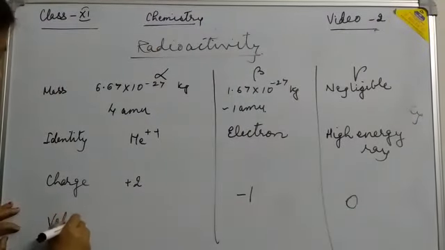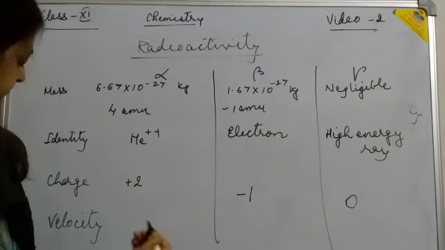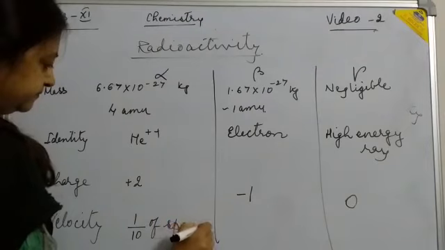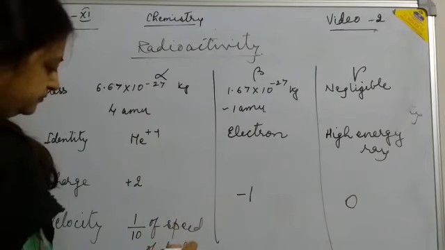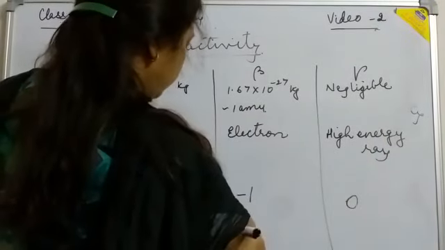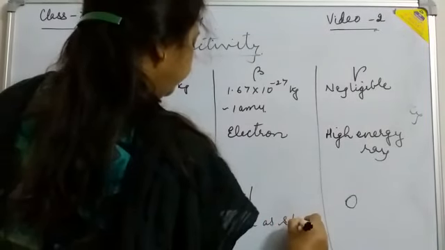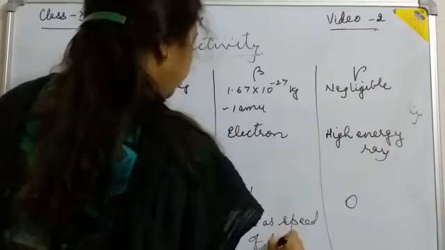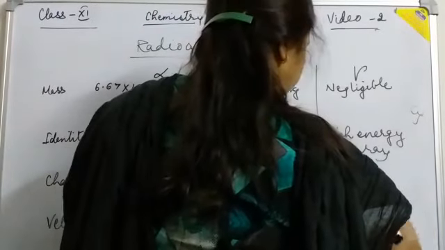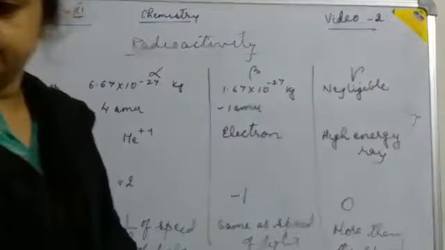Velocity. Alpha ray is heavier, so its velocity is 1 by 10 of speed of light. And beta is about same as speed of light. And gamma is just more than the speed of light.